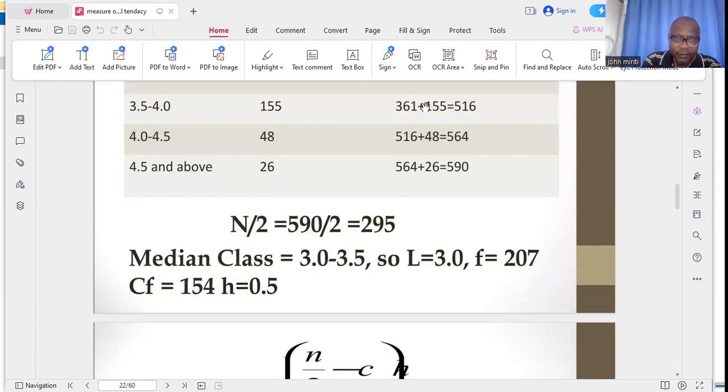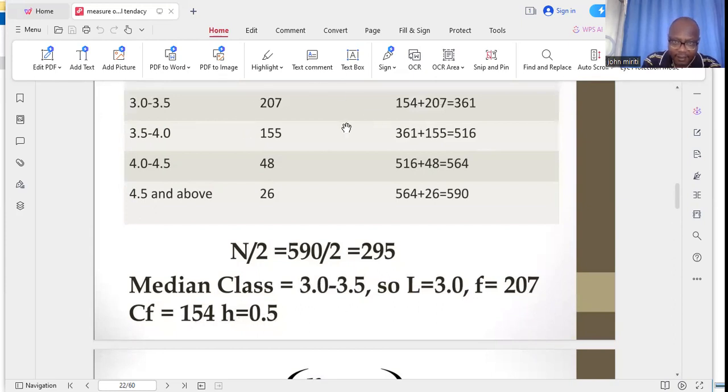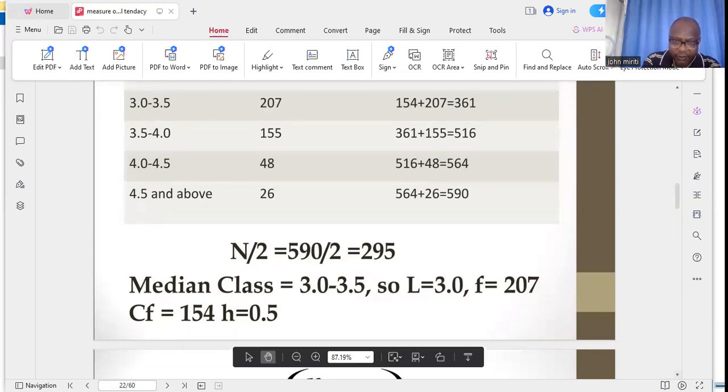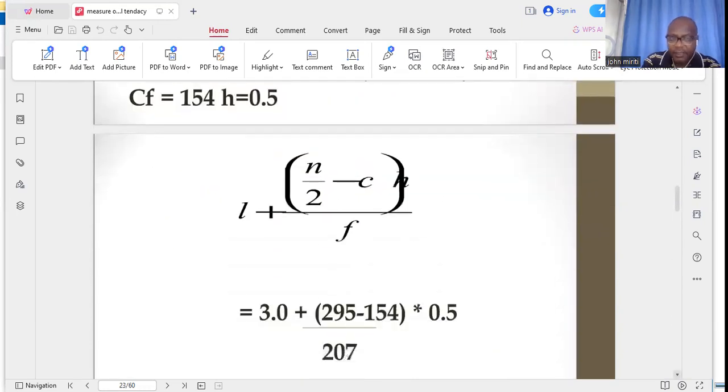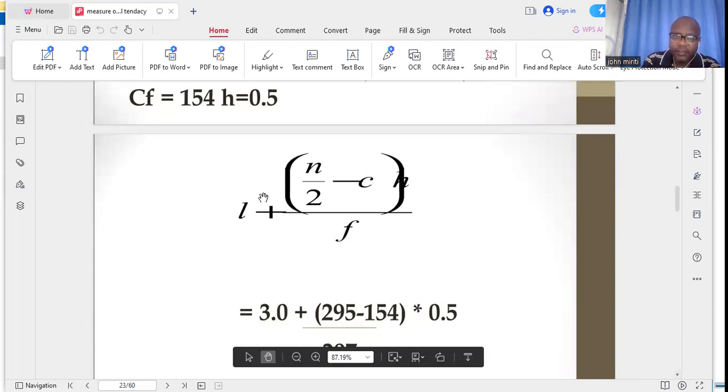And we are talking about this class. The class we are talking about is the class which is giving us these parameters. So out of that, you make your calculations using this formula.